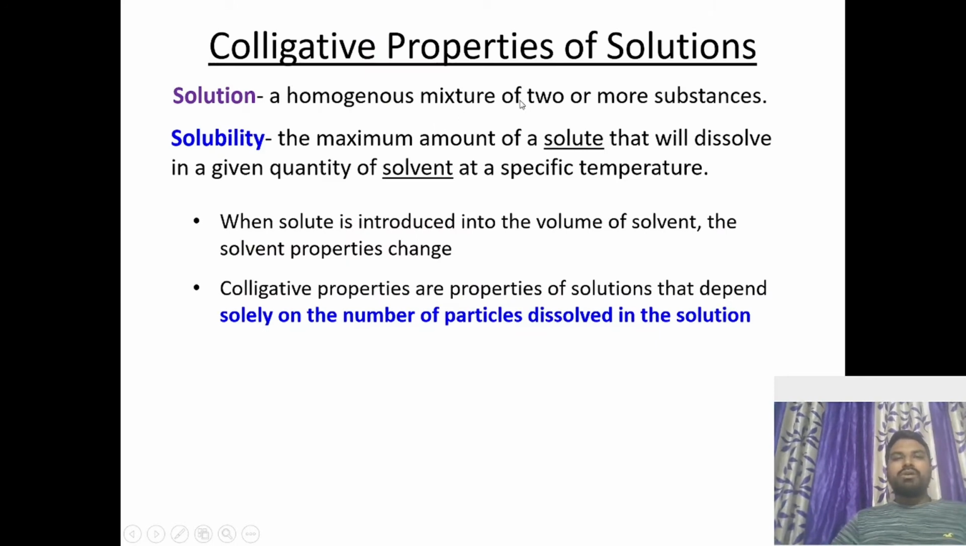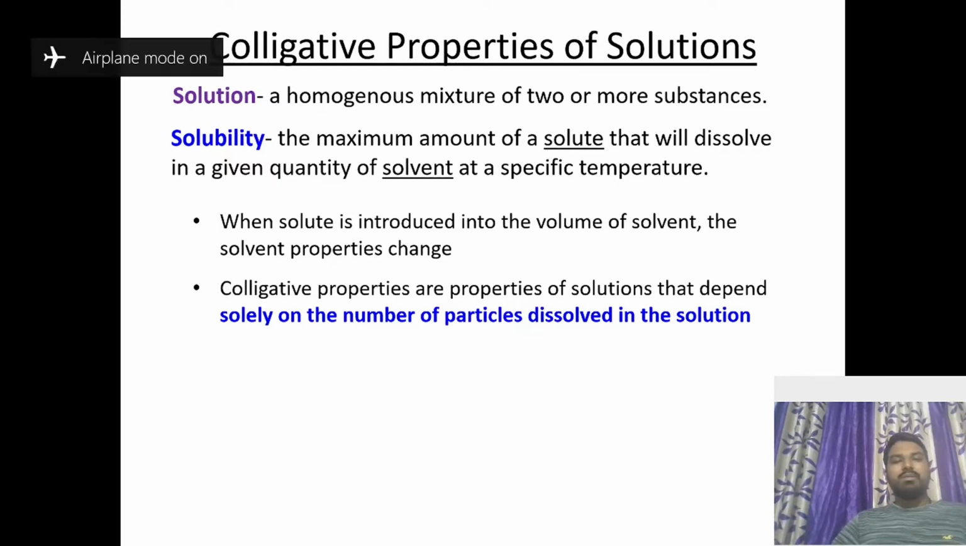Now, colligative properties of solutions. A solution is a homogeneous mixture of two or more substances. Solubility is the maximum amount of a solute that will dissolve in a given quantity of solvent at a specific temperature. When solute is introduced into the volume of solvent, the solvent properties change. Means if we introduce solute in a solvent, then the properties of that solvent will change. If we take the example of salt, if we add salt in water, the taste and the properties of that water will change automatically.